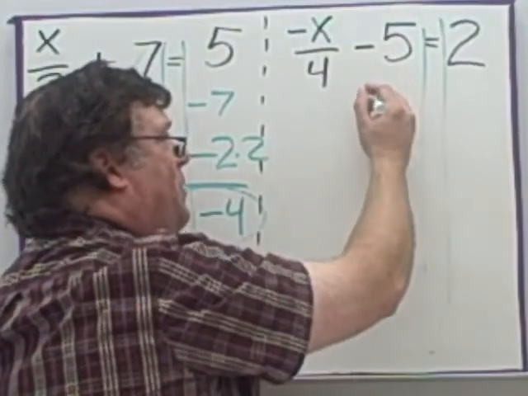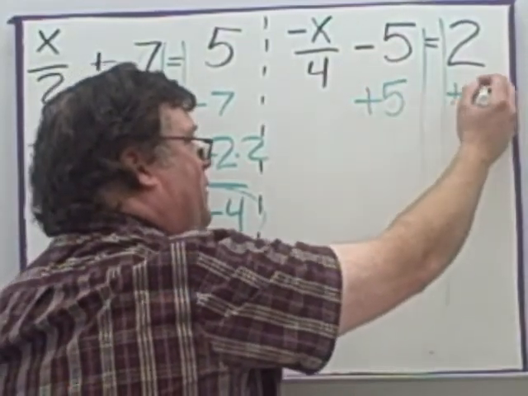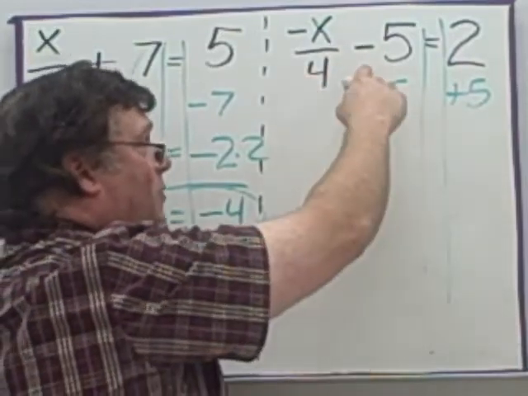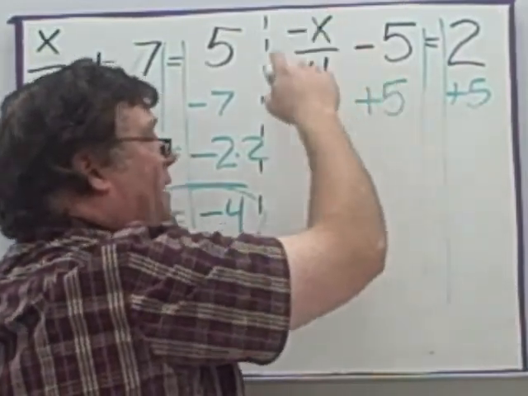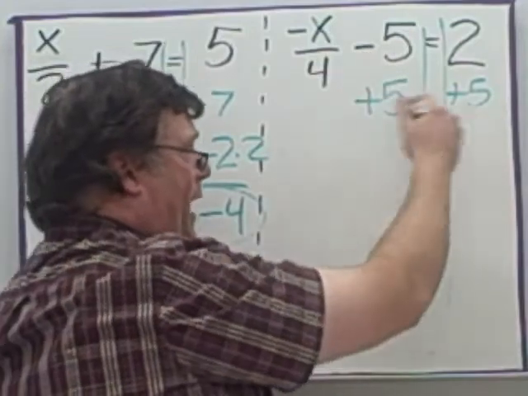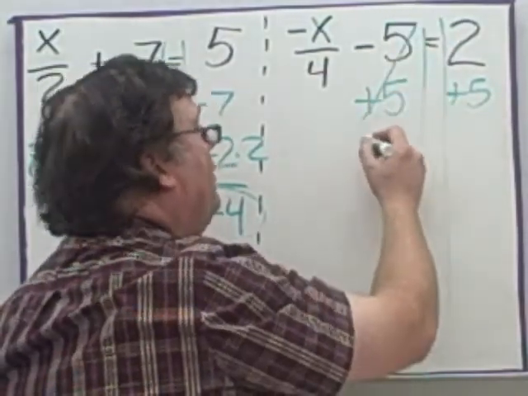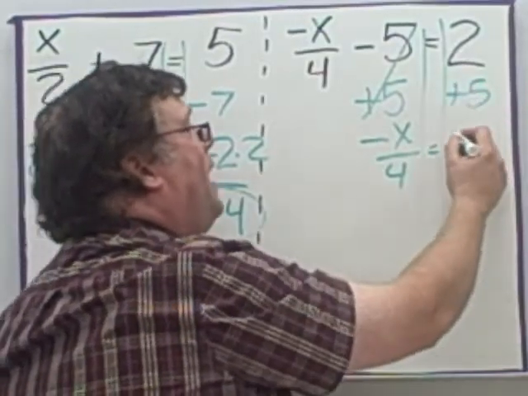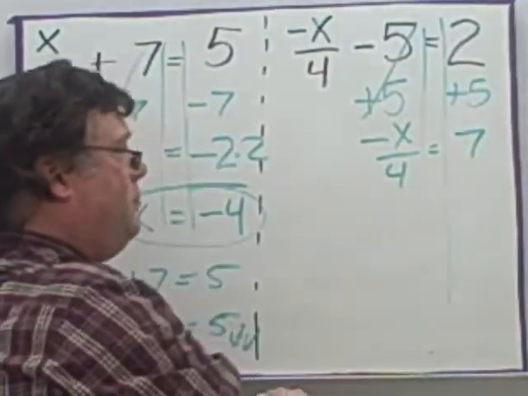Take care of the subtraction by doing the opposite. Plus 5 on both sides, because we've got to do the opposite order. Instead of dividing, then subtracting, we're adding and then multiplying. Adding the 5s, these cancel. Negative x over 4 is going to be equal to 2 plus 5, which is 7.